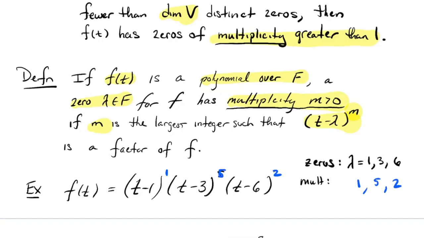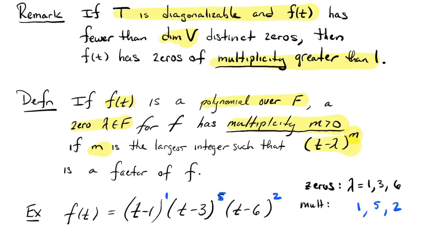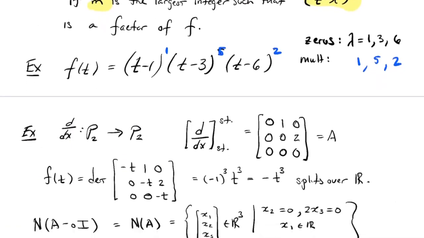So my remark above is that if you have a diagonalizable operator, but it has fewer than dim V distinct zeros, then in its characteristic polynomial, at least one of those zeros has to have multiplicity greater than 1. If you think about the argument we just gave, the same eigenvalue has to occur at least twice on the diagonal of that matrix in the basis that diagonalizes the operator.